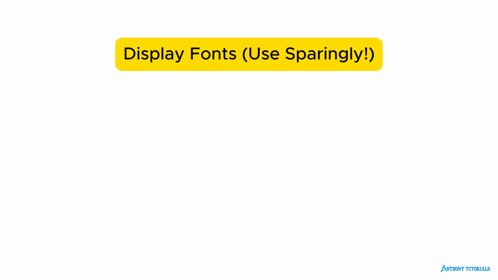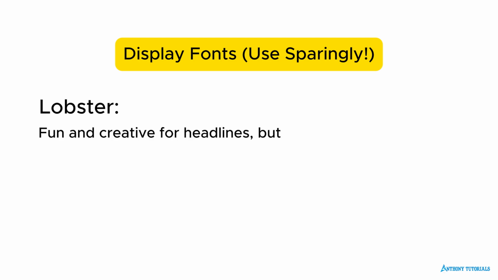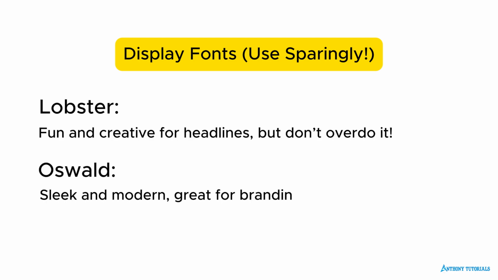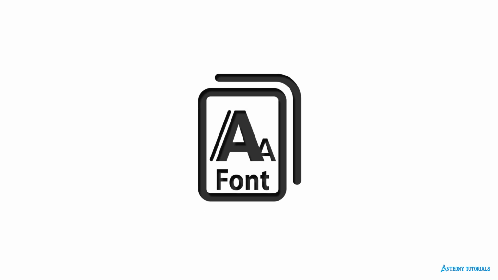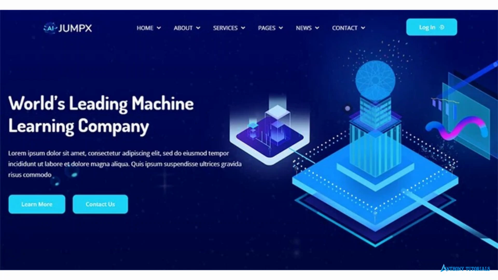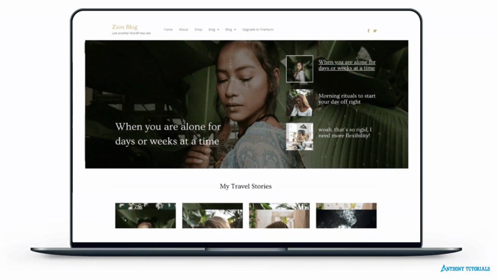Display fonts. Use sparingly. Lobster. Fun and creative for headlines, but don't overdo it. Oswald. Sleek and modern. Great for branding. Each of these fonts has its strengths, but the key is choosing one that matches your brand's tone. For instance, Roboto is great for tech sites, while Georgia works beautifully for blogs.